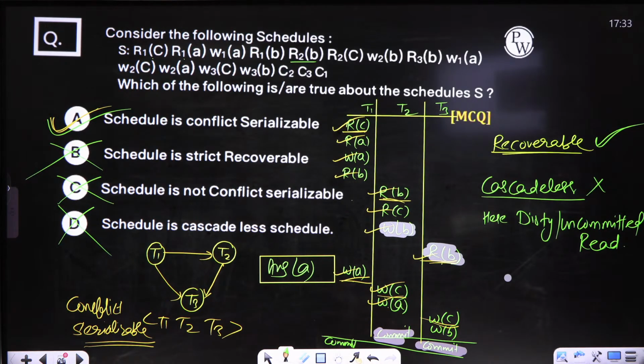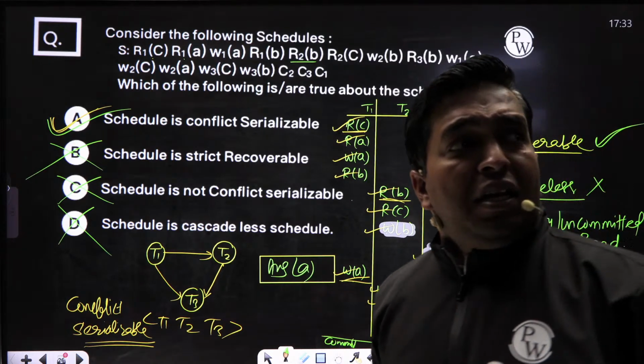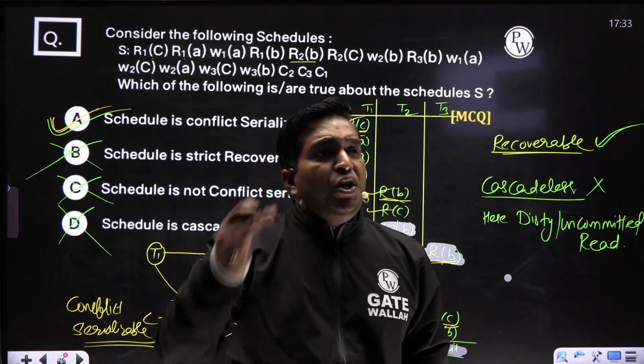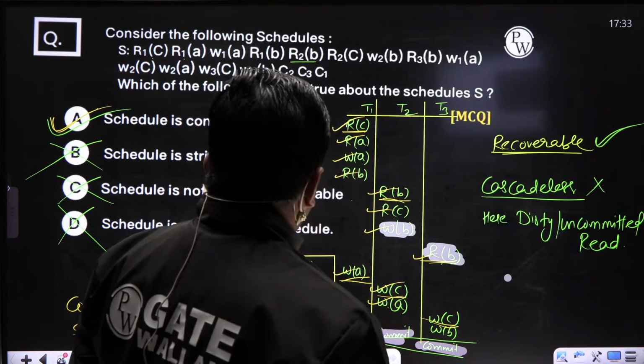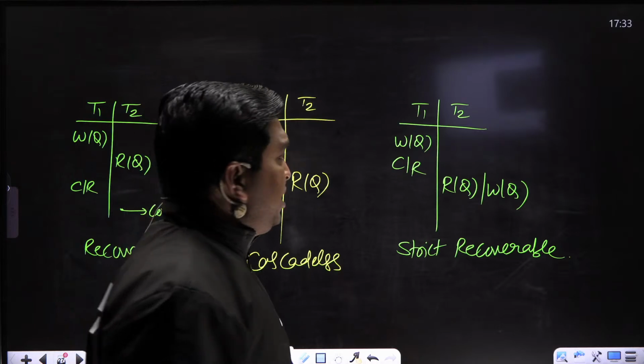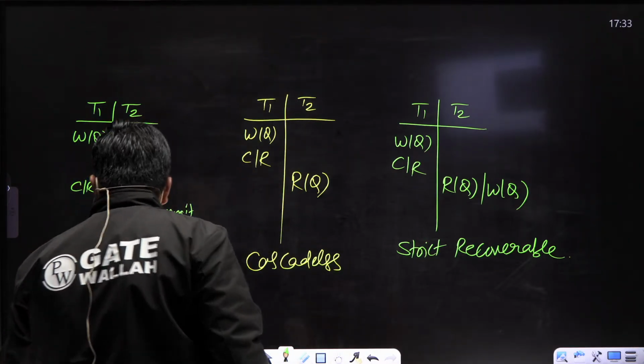Cascading rollback means what, sir? Recoverable and strict recoverable are the same, no? No beta, wrong. Second point, what is cascading rollback? I told here, you can see.